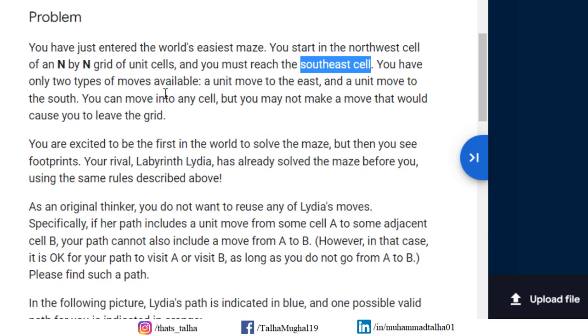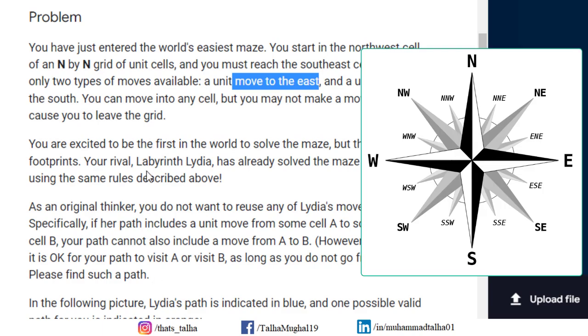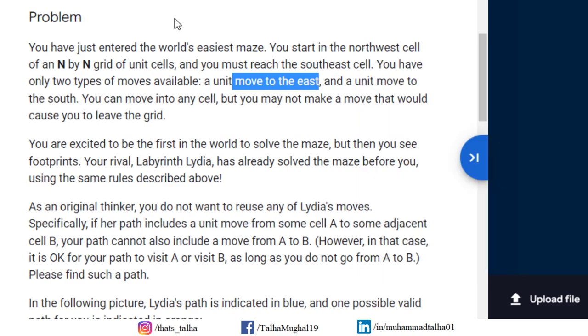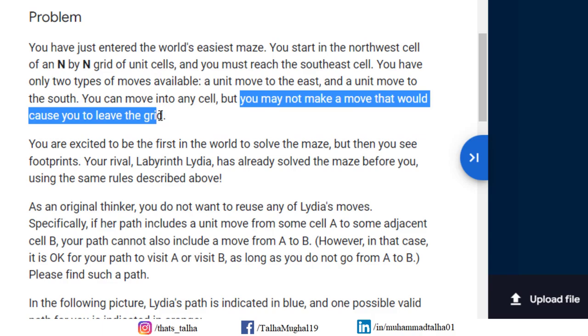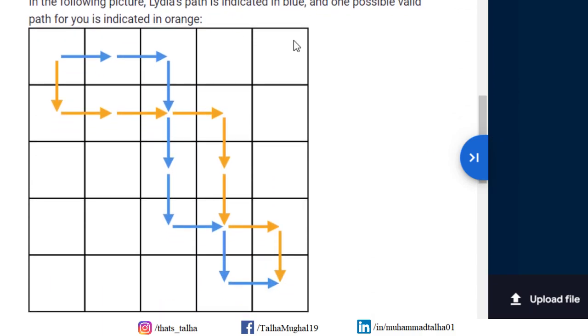You have only two types of moves available: a unit move to east and a unit move to south. So we can just jump into the adjacent cells in the east or in the south direction. These are the only two moves that we can do. We cannot go towards the north or west. You can move into any cell, but you may not make a move that would cause you to leave the grid. Okay, so we can go to any cell in this maze.